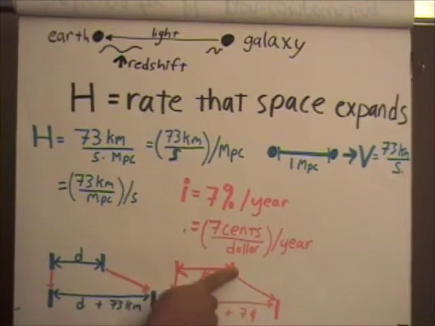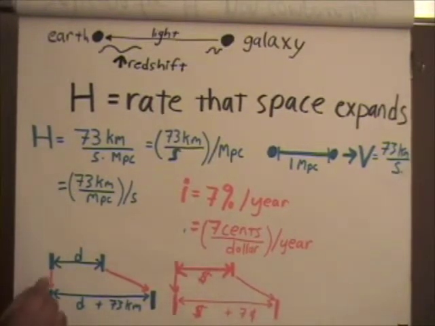So here's a sum of money that's growing over time. In 1 year, if this is $1, it's going to grow to be $1 plus 7 cents. So the same thing happens with space. If this is a distance in space, it grows over time. And if this is 1 second of time, and we started with 1 megaparsec of space, in 1 second, it will have grown to be 1 megaparsec plus 73 kilometers long.